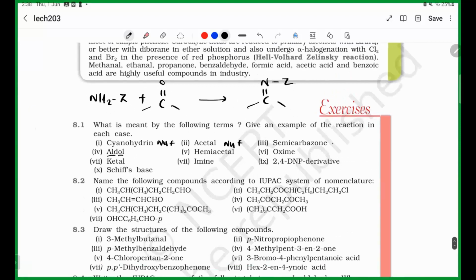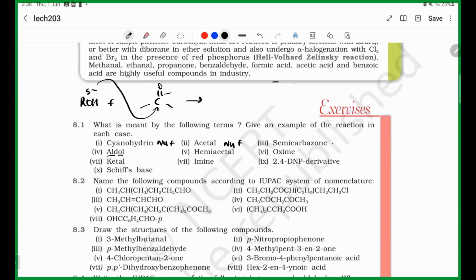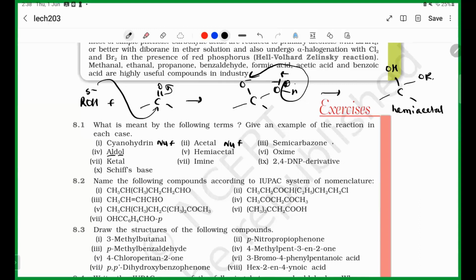Basically, your hemiacetal again, it's already explained. You have one molecule of an alcohol. The alcohol reacts with some sort of carbonyl group, with the delta plus on the carbon. So you have O minus and OHR plus, and this hydrogen atom transfers to this oxygen to form OH and OR. That is the hemiacetal.